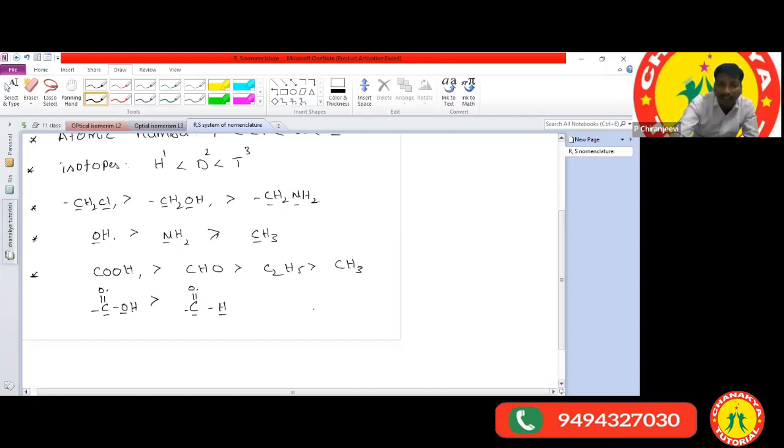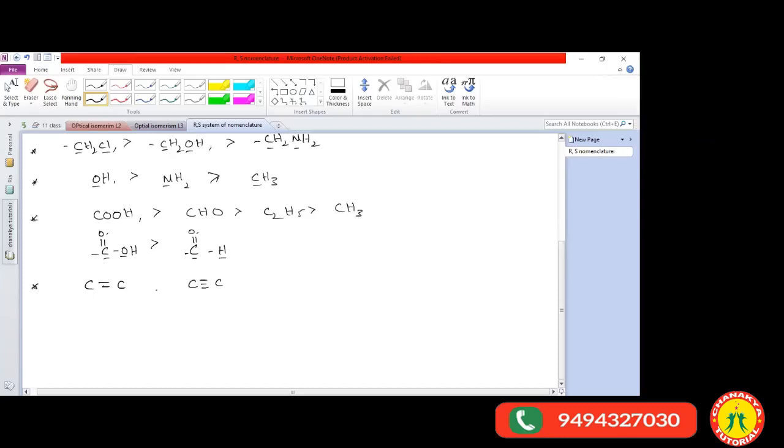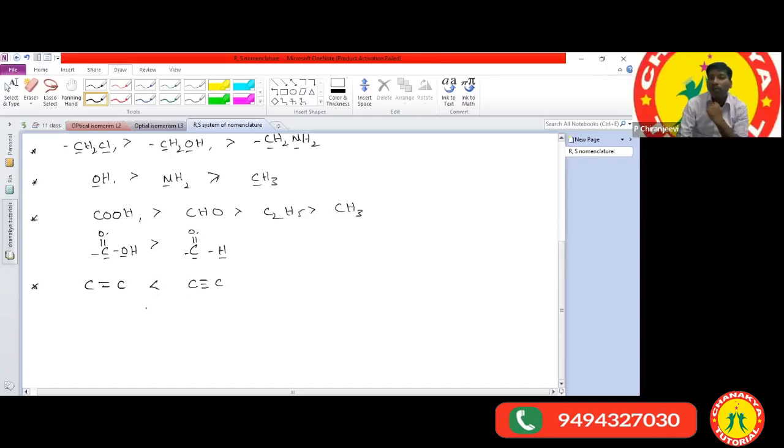Okay. Next, the last one. If the carbon is attached with a double bond or triple bond, C triple bond C, or C double bond C, for which one can we give the first priority? Either double bond or triple bond? Triple bond, I think. Samhita, very good. So triple bond.